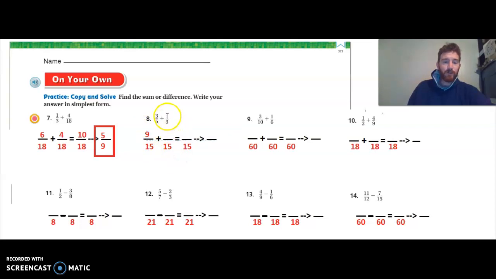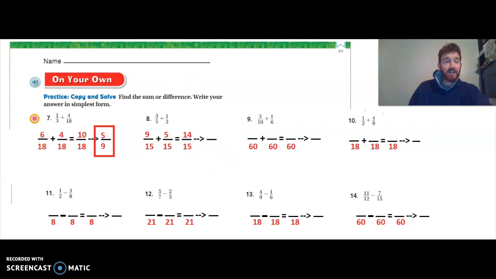And the same thing here for 1/3. To get from thirds to 15ths, I would have to multiply by 5. 1 times 5, of course, is 5. And then it looks like we're ready to add. So again, the reason we do that is I've got the same denominator, which I keep the same when I add, and then I just add up the numerators. And 9 plus 5, of course, is 14.